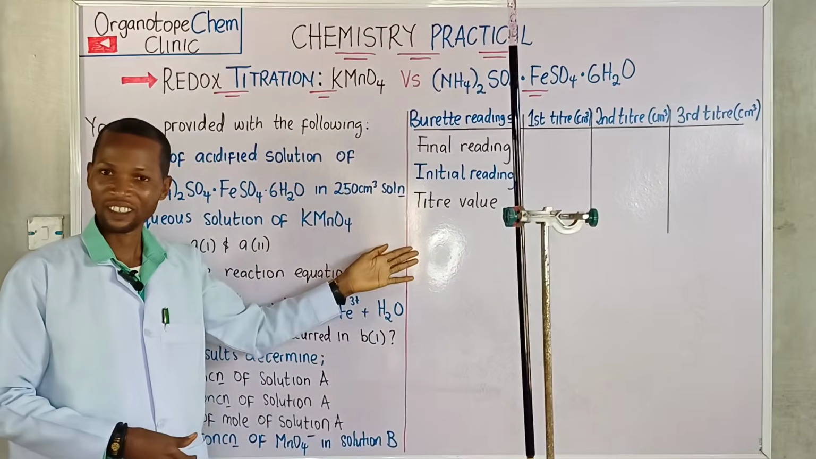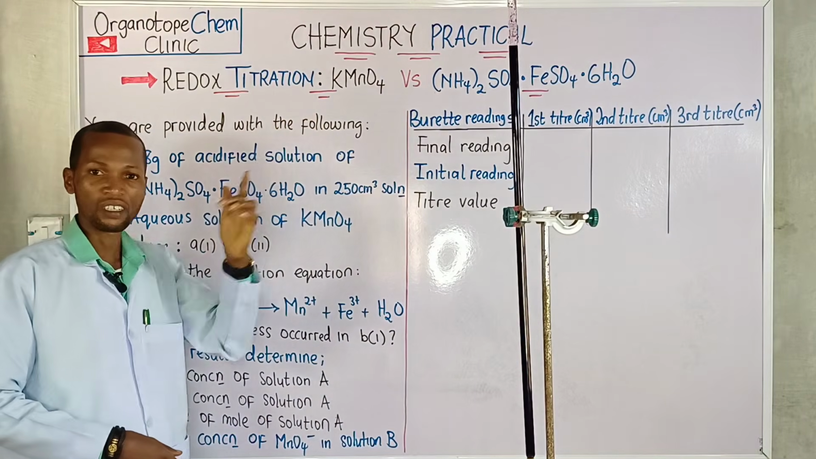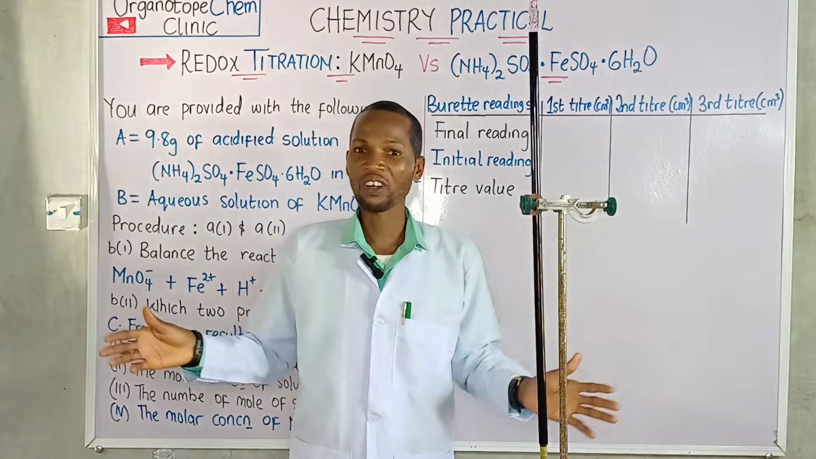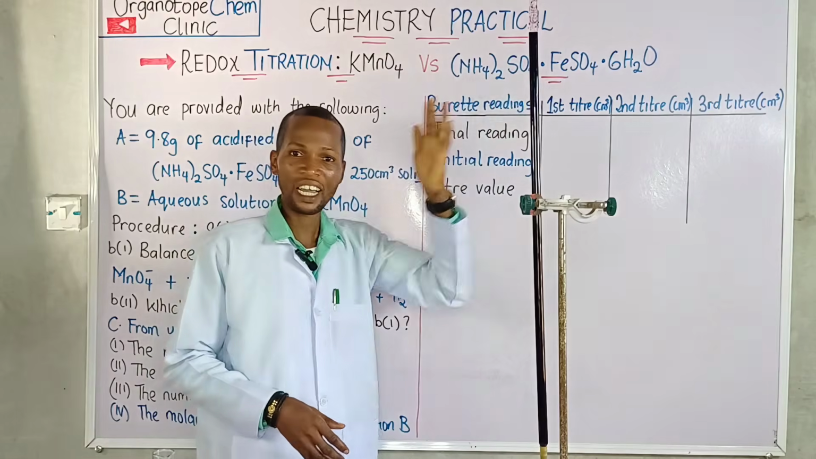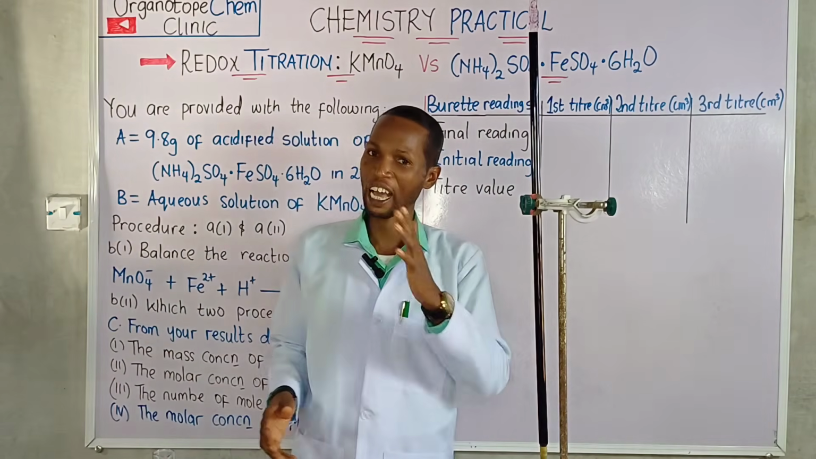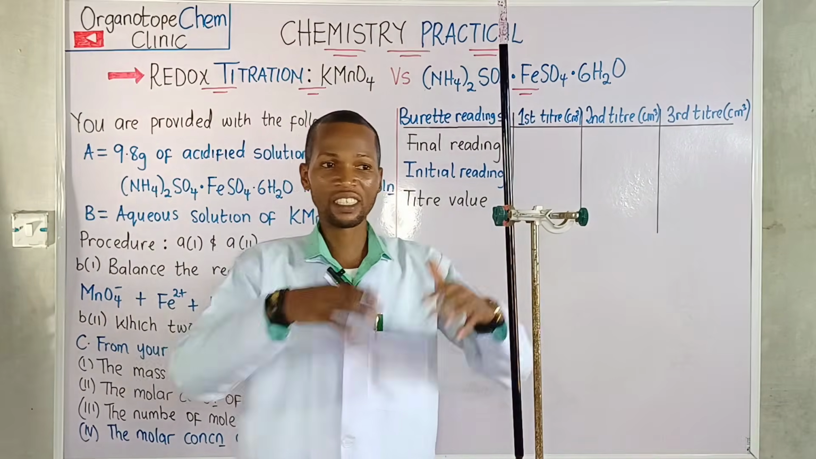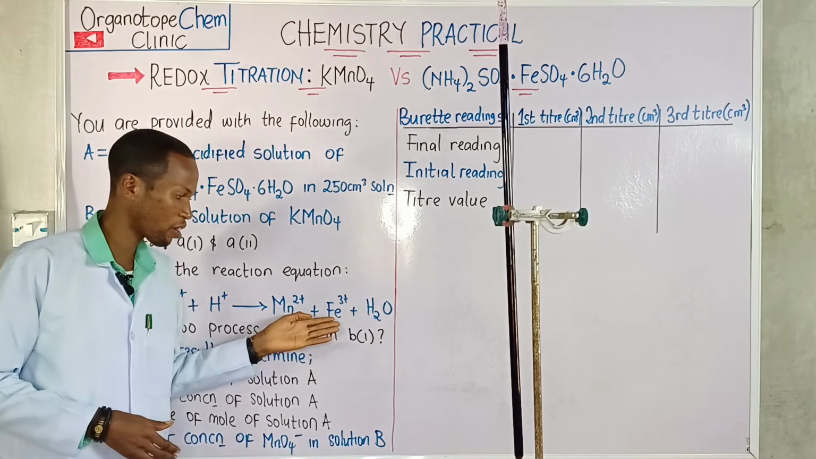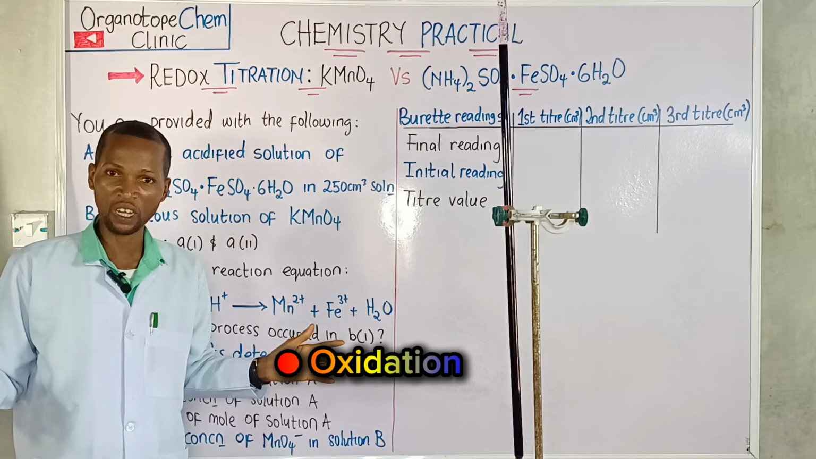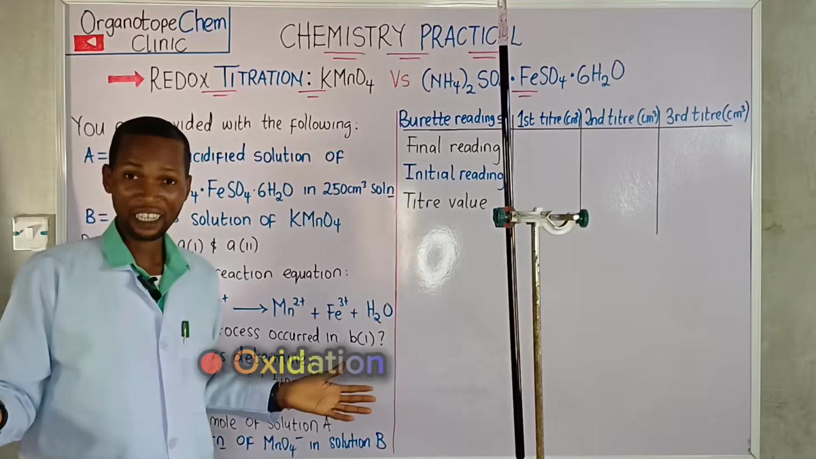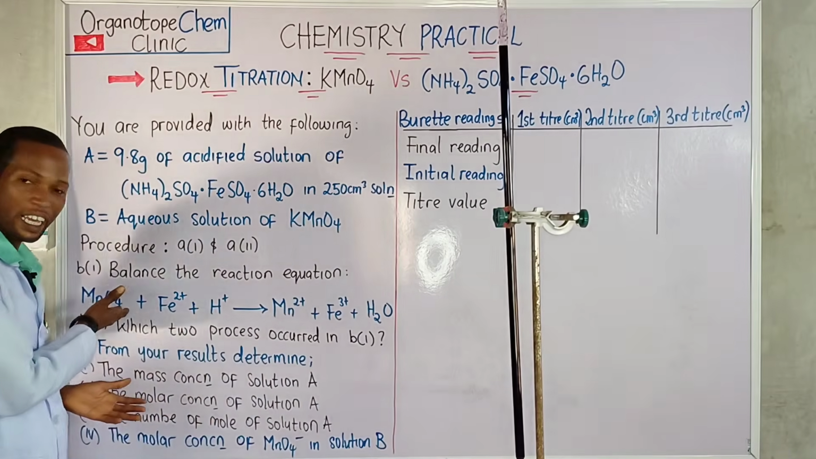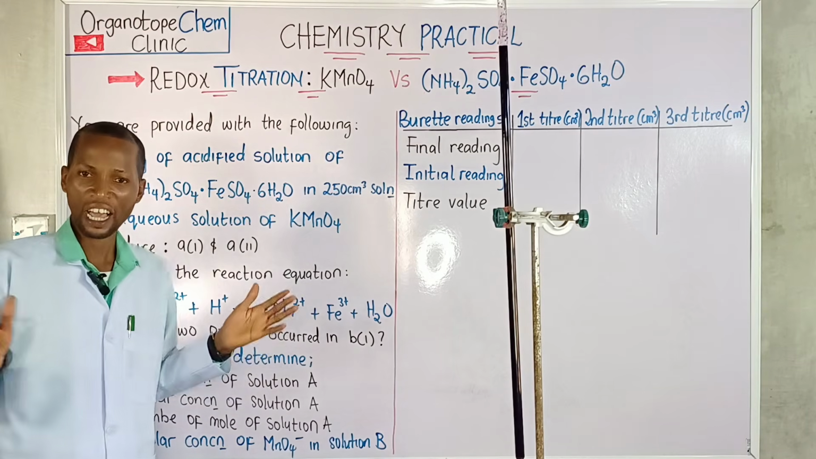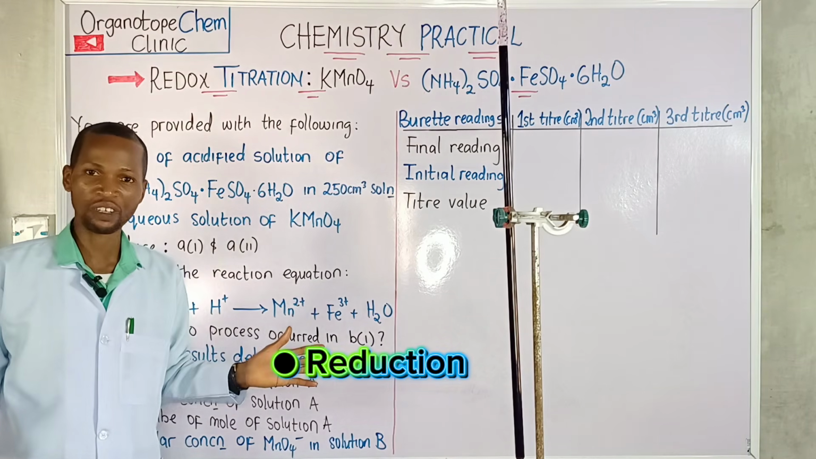Let's get started. What is redox titration? Redox titration is a volumetric analysis based on electron transfer. Recall that I explained in this video lesson that oxidation is loss of electron and reduction is gain of electron. In this experiment, iron(II) ion loses electron and becomes iron(III) ion, and the process is called what? Oxidation. That's right. At the same time, permanganate ion gains electron and is reduced to manganese(II) ion, and the process is called what? That's right, reduction.